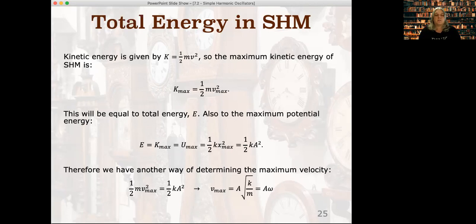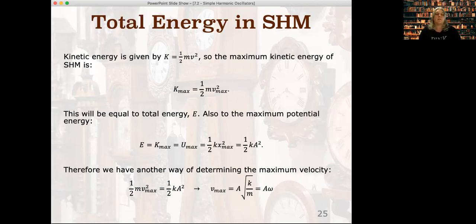And so that just gives us the equations down the bottom. We have another way of determining the maximum velocity. So we've already seen that. We've seen the maximum velocity was Aω just from our derivative of the position function, which gave us our velocity function, and we saw that Aω was going to be the maximum velocity. But we can get that this way as well by just thinking about the energies.